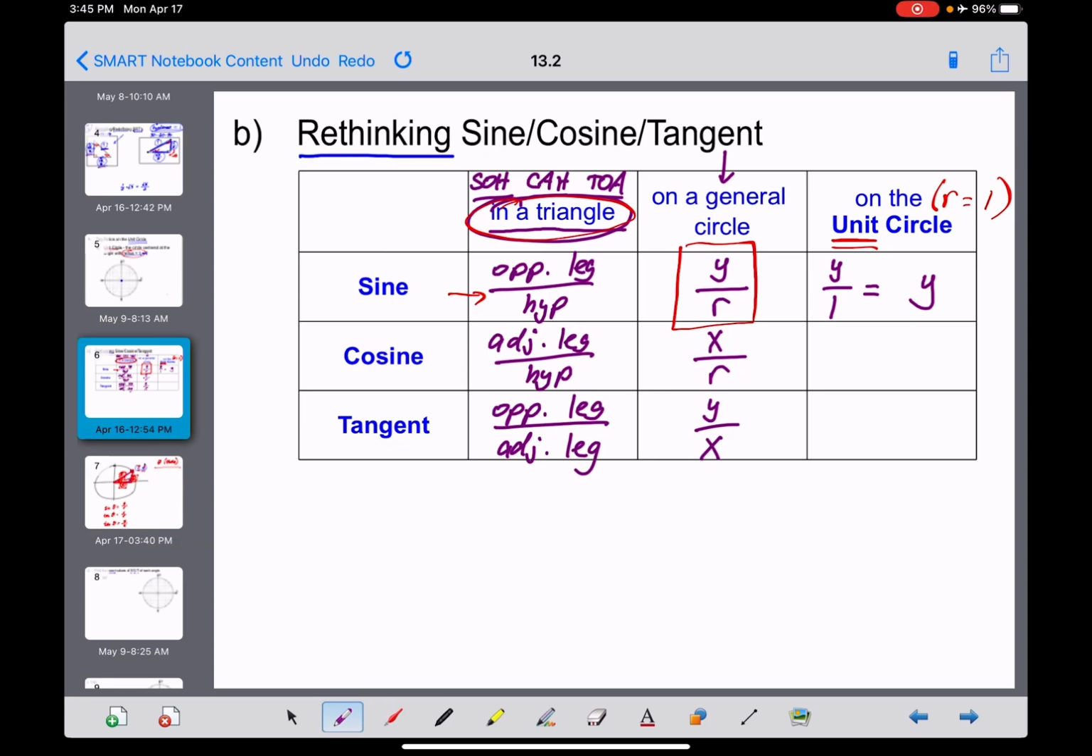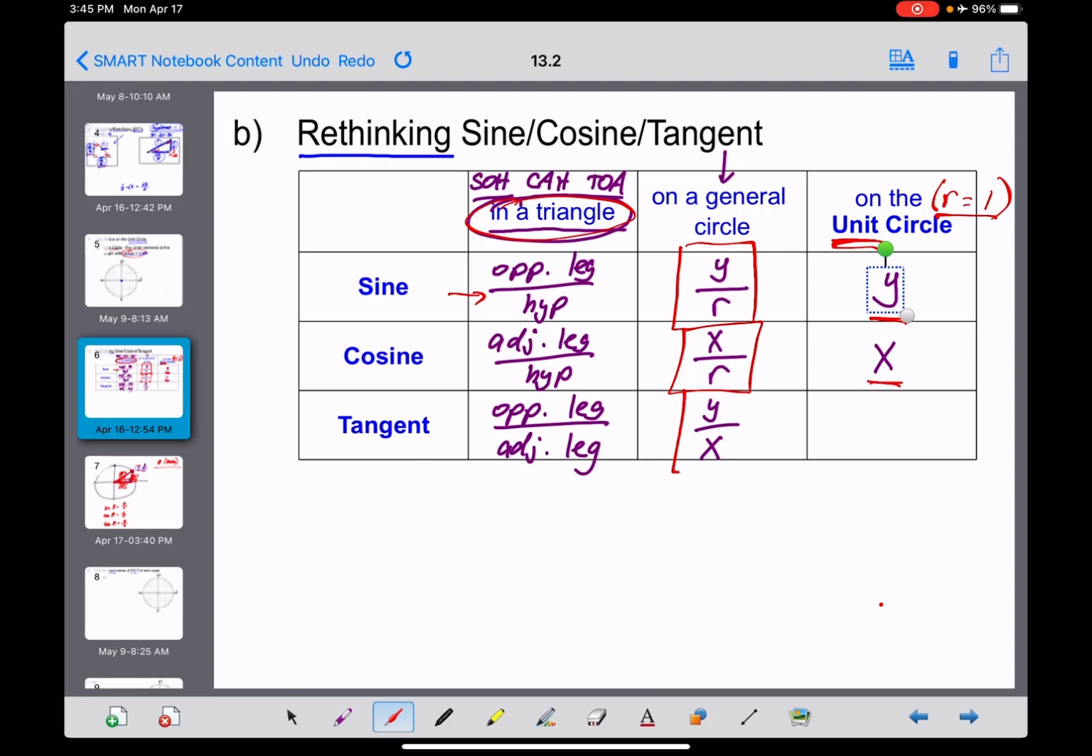Now the same thing happens right here. Cosine is x over r, but on a unit circle we know that r is 1, so this becomes x over 1, which is just plain x. So I'm actually going to get rid of this here. That should make that a little bit easier to understand, I think, guys. If we're on a unit circle specifically, sine is just your y coordinate, cosine is just your x coordinate.